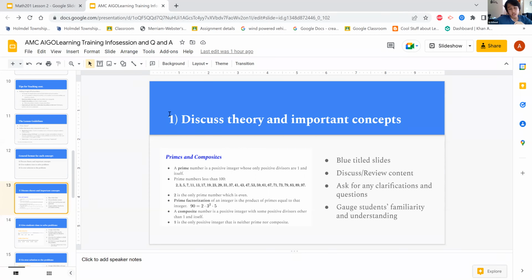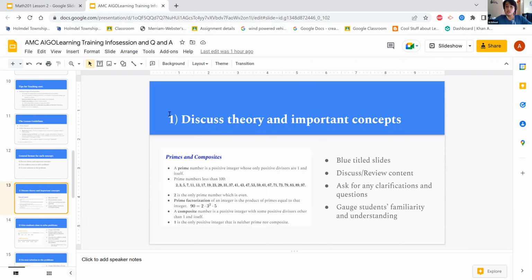And then next up, you discuss the second concept, prime factorization: an integer's prime factorization is a product of primes equal to that integer. Take 90 as an example. And a composite. When you're explaining composite, you might want to give an example such as 6. 6 has a divisor other than 1 and itself. Why? Because it can be divided by 2 and 3 as well.